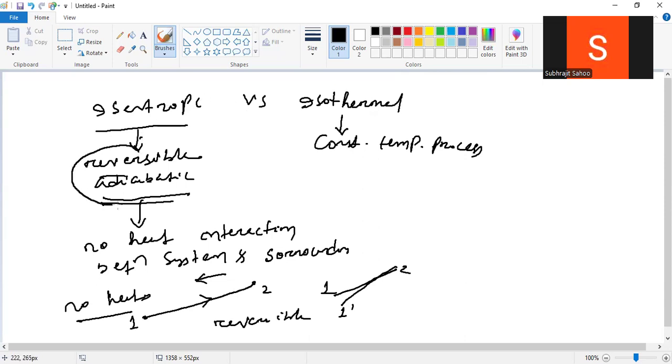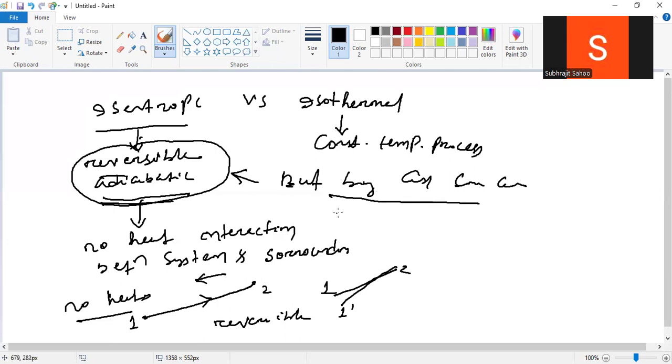Practically, this kind of process does not exist. But by assuming some cases or some parameters, we can make a reversible adiabatic process available, though practically it is impossible. By assuming something, we can make it available, right? What does that assumption mean?